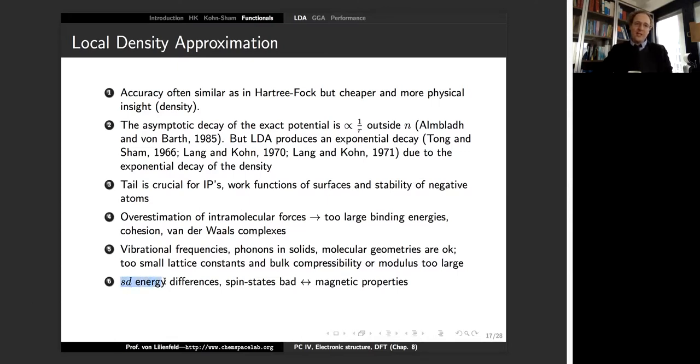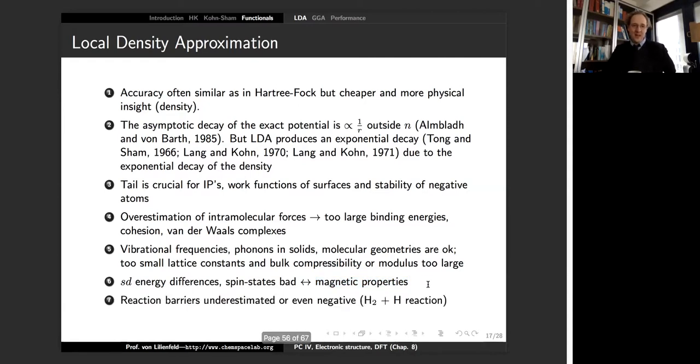Typically also energy differences between s and d orbitals are bad. And so this results when you have high spin, low spin complexes where these electronic states would be competing, like the 4s and 3d orbitals, then you would have a bad prediction of these trends. And so you could be missing on important magnetic properties. So you might be really qualitatively wrong in predicting magnetic effects.